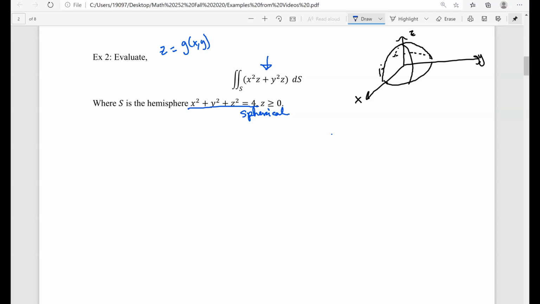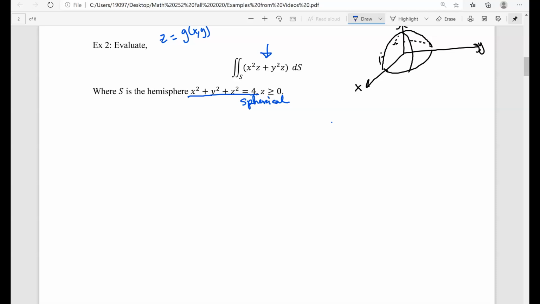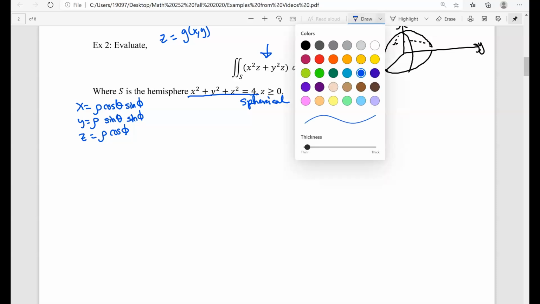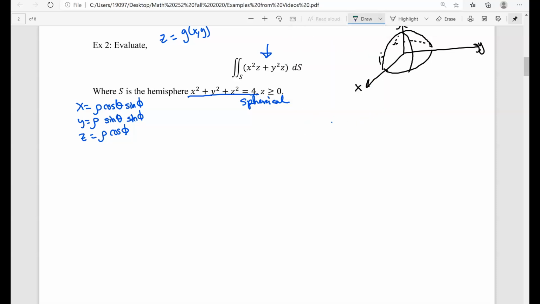So how would we use spherical coordinates? Remember that in spherical coordinates, we have x equals rho cosine theta sine phi, y equals rho sine theta sine phi, and then z equals rho cosine phi. So this will be my triples of parametric equations. Now, notice that when we look at parametric equations, we only want two variables, and we have too many of them. But we know what rho is. Rho in this case is going to be this 2, because the square root of 4 is 2.